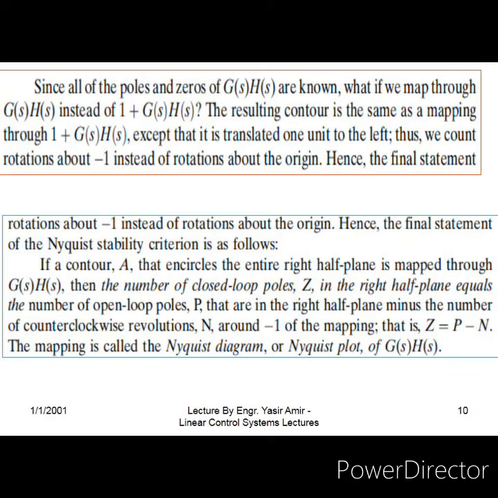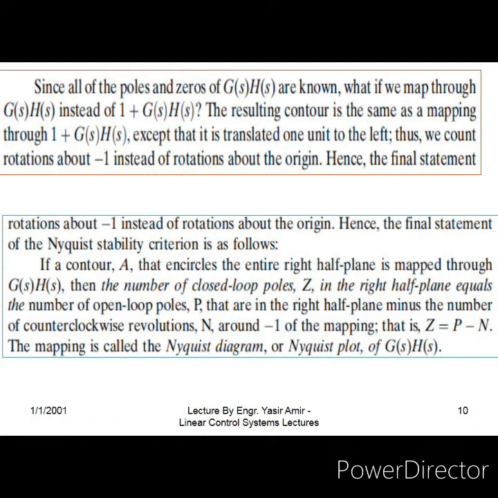What I have said is that instead of 1 plus GH, we take the GH plane, and in that we look at the rotations, not of the origin but of the minus 1 point. That's what I have said so far. That is included inside this red box in this slide. Now let's talk about what is written in the next rectangle, the blue rectangle in this slide.